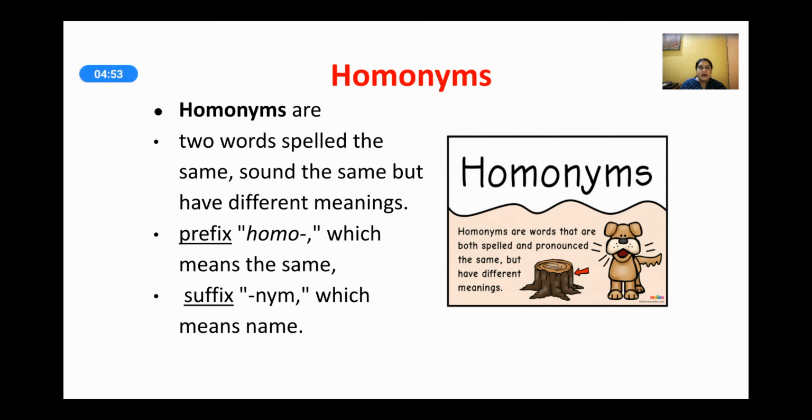B-A-R-K. So bark is a clear example of homonym, wherein it is spelled the same, it also sounds the same, but has two different meanings.